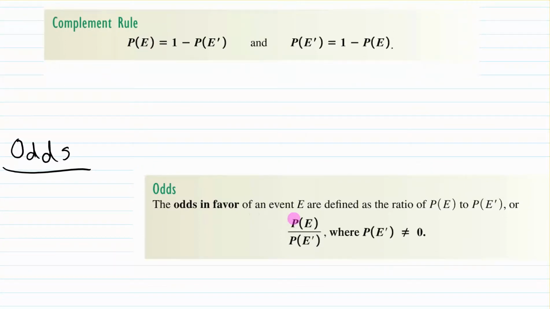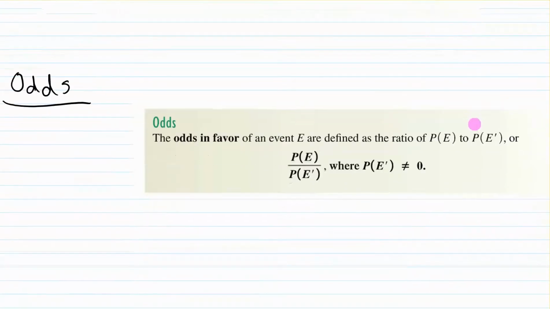The odds in favor of an event E are defined as the ratio of the probability that it will happen to the probability that it will not happen. So it's P of E over P of E prime, where this number is not 0. All right, so we're going to use that in a couple of problems in this set. And again, we're not going into this very deeply, just touching on this in general. All right, let's look at our problems.